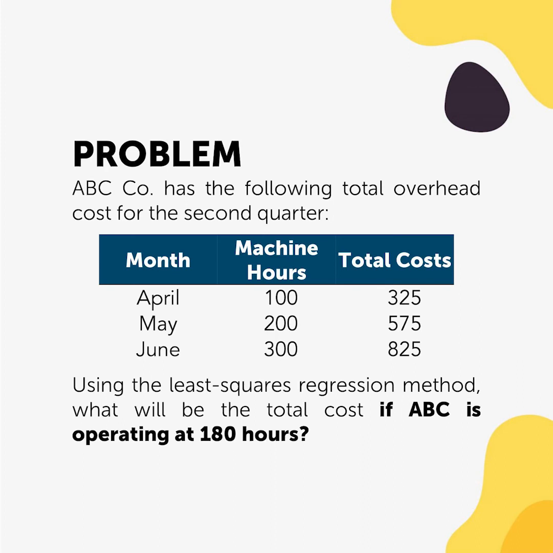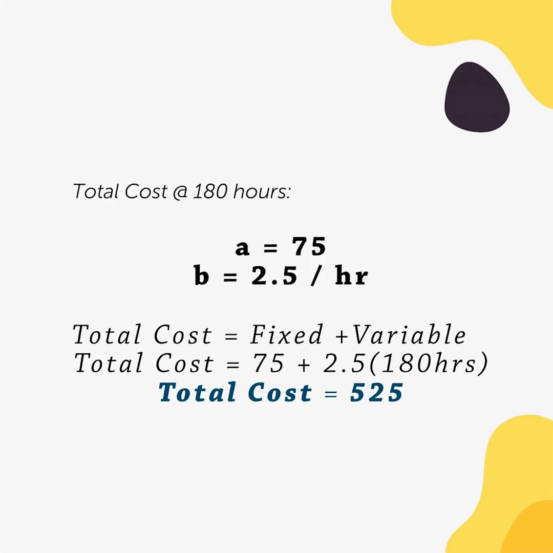Going back to the original question, the question was, magkano daw ang cost ng ABC if operating at 180 hours? So, madali na yun kasi given na ang fixed cost 75 and then given na rin ang variable cost natin per hour, which is 2.5. The total cost is simply the fixed plus the variable cost. So, 75 plus yung variable na part, 2.5 times 180 hours. Our total cost will fall at 525 pesos. 525. So, yun yung total.